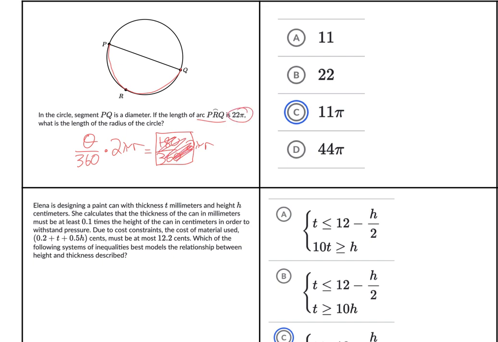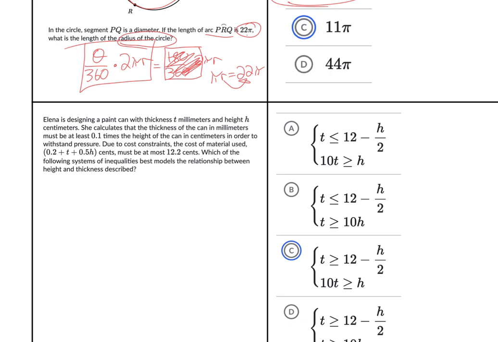So pi r equals 22 pi. That means our radius is 22. What is the length of the radius of the circle? 22. So this is the formula for the arc of a circle.